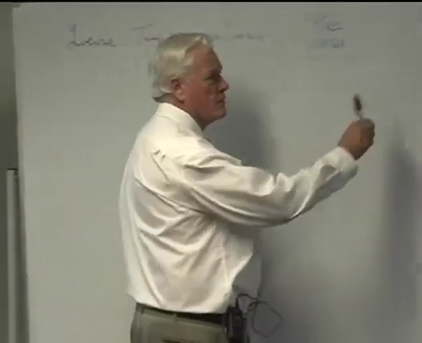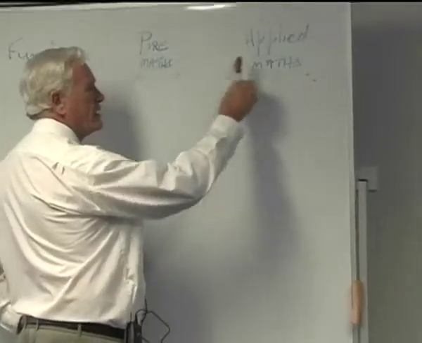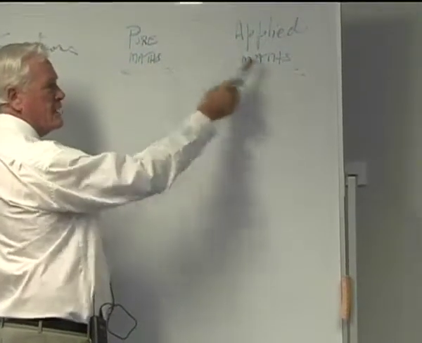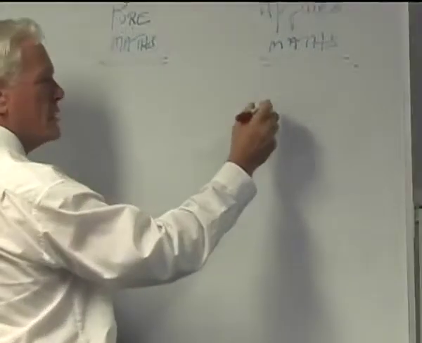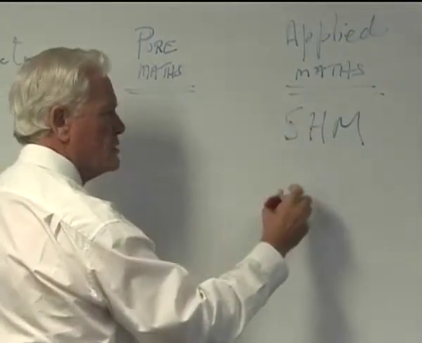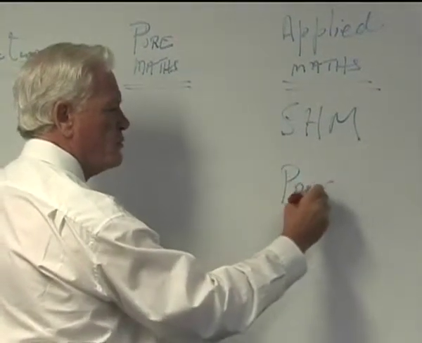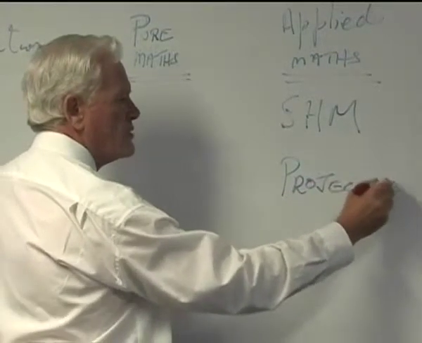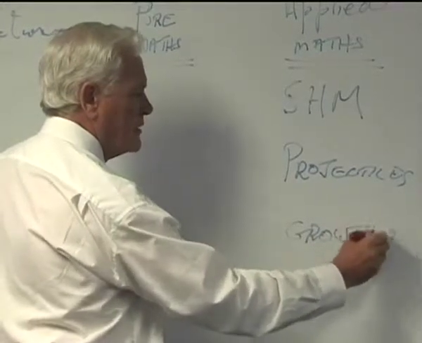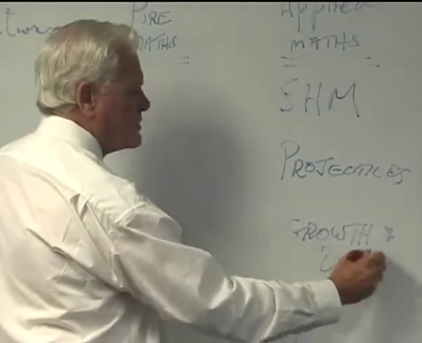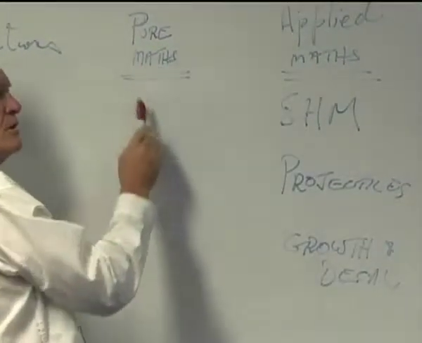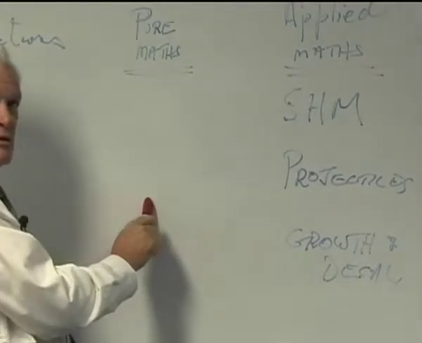First of all, to give you a little idea of what we're talking about, there are two parts of maths which they call pure maths and applied maths, and that's actually what happens at universities too. Applied maths is probably easier. It includes simple harmonic motion, projectiles, which is a very important topic in Extension 1 maths, and a weirdly named topic, growth and decay. To connect that, you need pure mathematics, which is basic calculus and algebra.